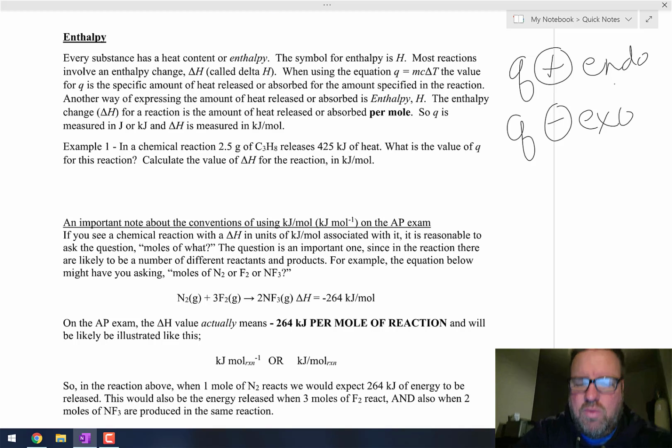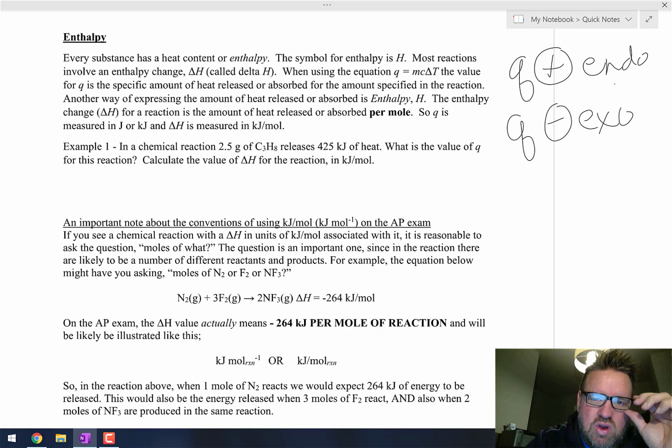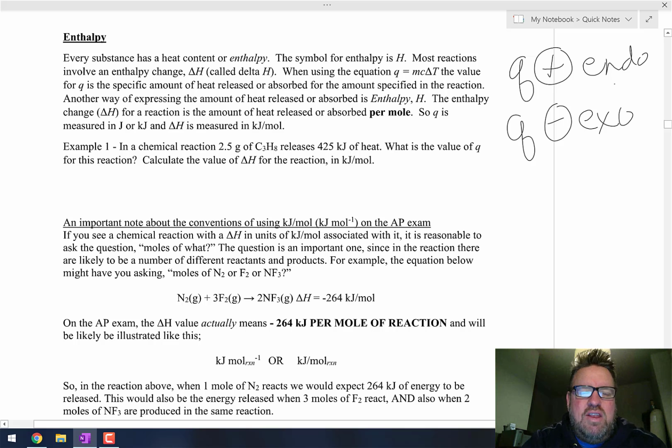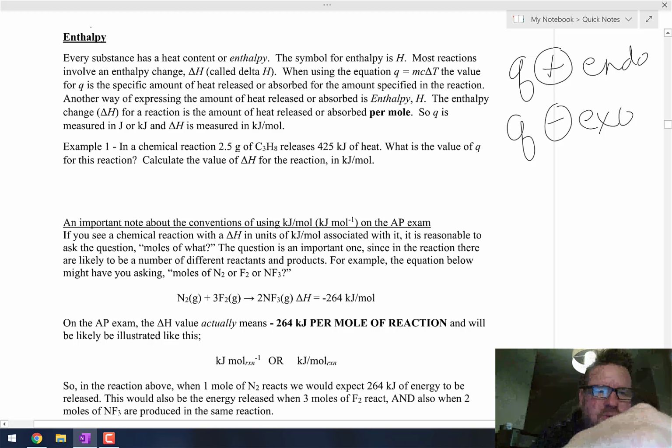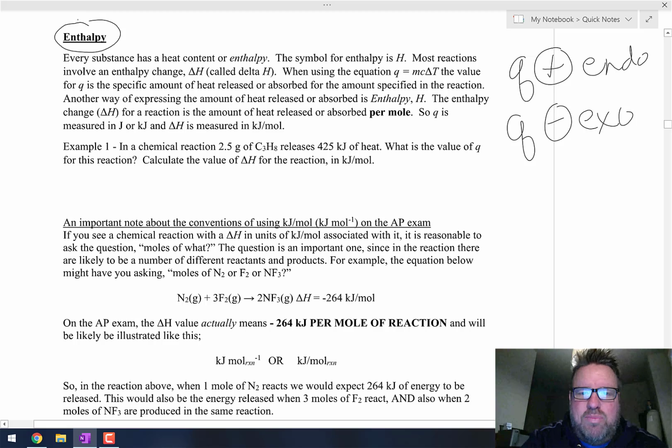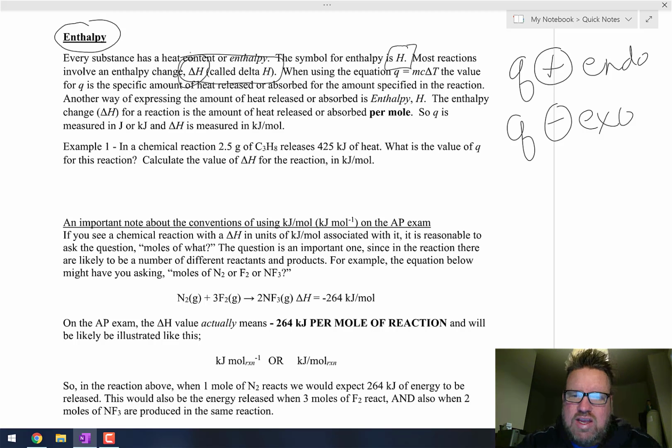In today's video, we're going to take that information we've learned about Q and relate it to the amount of heat that is gained or lost per mole. The amount of energy gained or lost per mole is referred to as the enthalpy. The symbol for enthalpy is the letter H, and you will see delta H a lot, meaning the change in the enthalpy, how much heat is gained or lost in a chemical reaction.